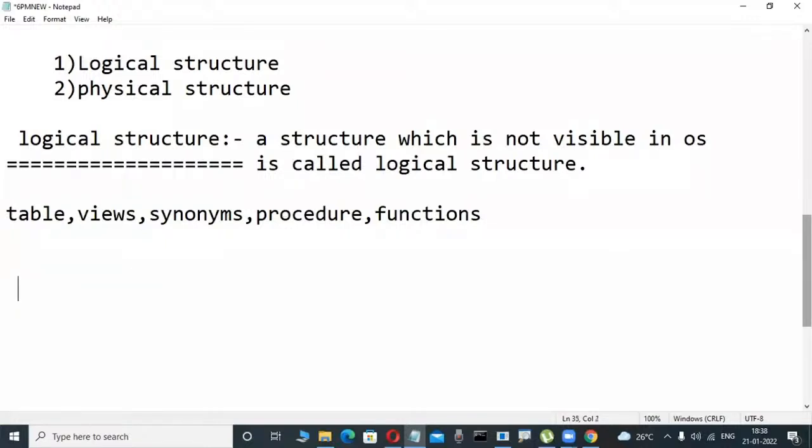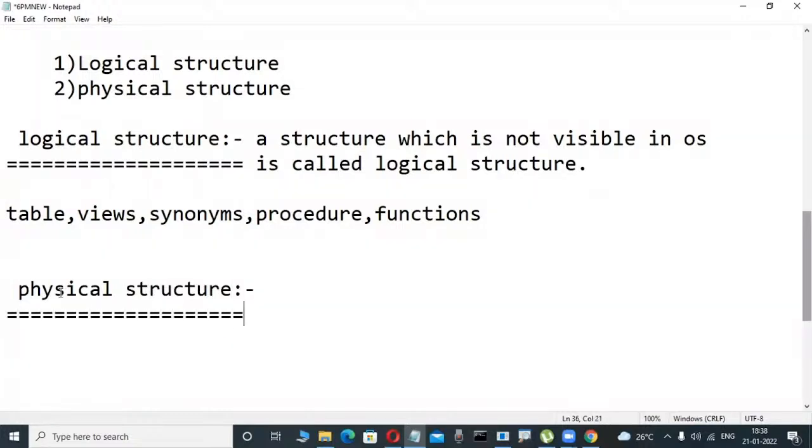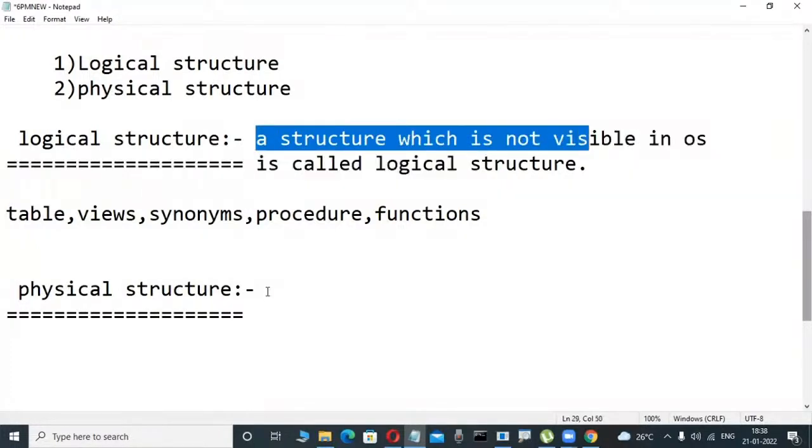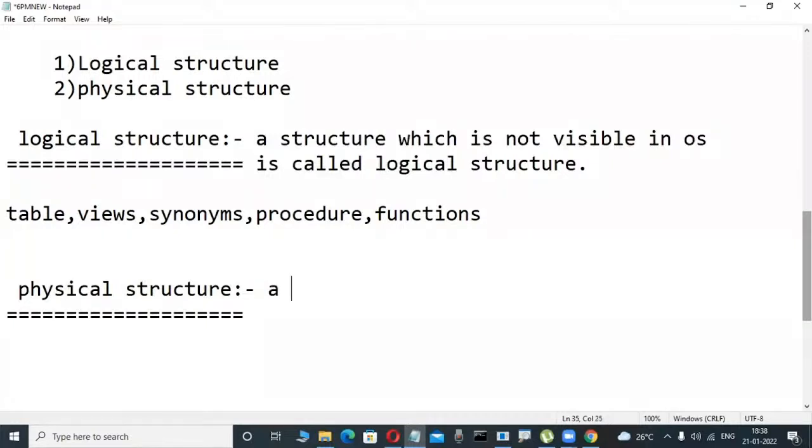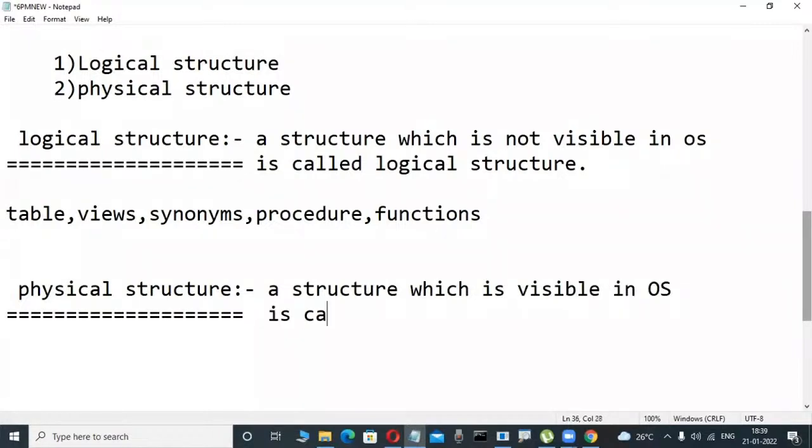Now observe here. What is a physical structure? Don't write it. Just roughly observe it here. Now just for the idea. What does a physical structure mean? This is the opposite only. A structure which is visible in the operating system. Observe it here. A structure which is visible in the operating system, OS, is called a physical structure.